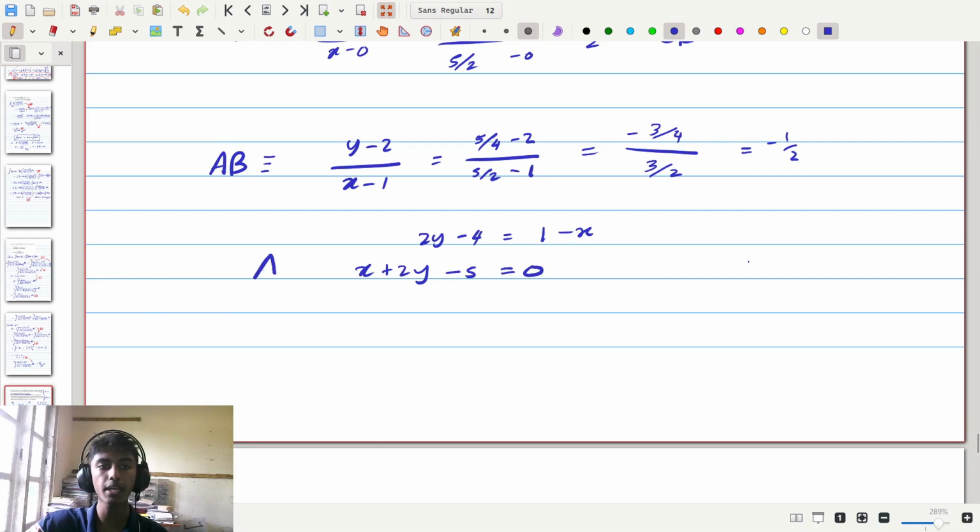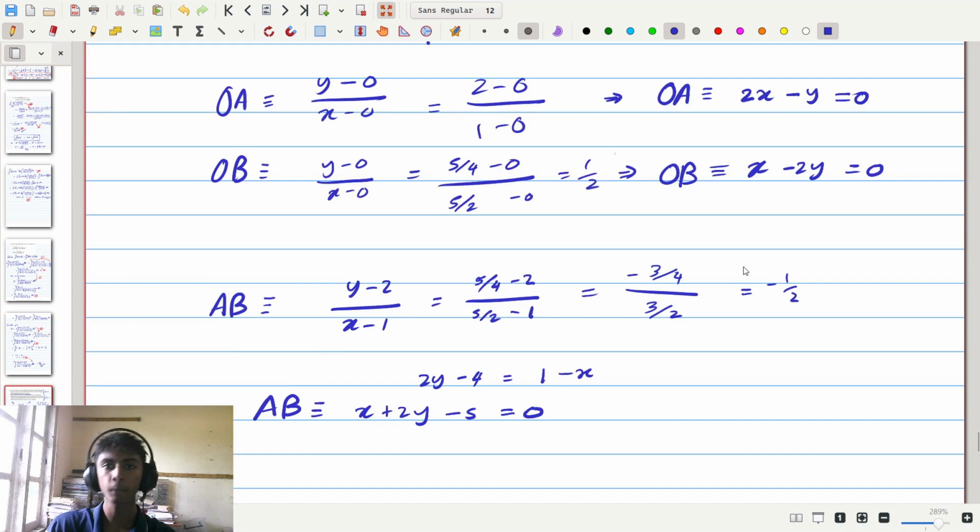So therefore AB is given by x plus 2y minus 5 equals 0, which is of the form ax plus by plus c equals 0. So we can see we have all three lines OA, OB and AB in the form of ax plus by plus c equals 0, which is important for our next step.